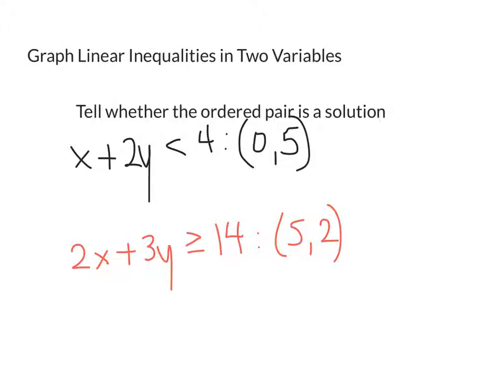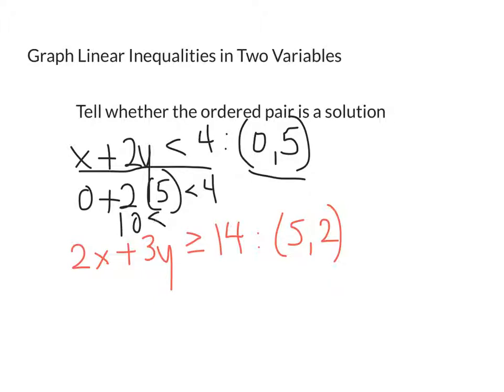And all we're going to do for that is plug in the values here and see if it's a true statement. So in this case, this is the point I'm going to plug into this inequality and see if it's true. So it will be 0, where the x goes, plus 2 times 5 is less than 4. And that's going to end up being 10 is less than 4. So the answer is no, it's not a solution because 10 is not less than 4.